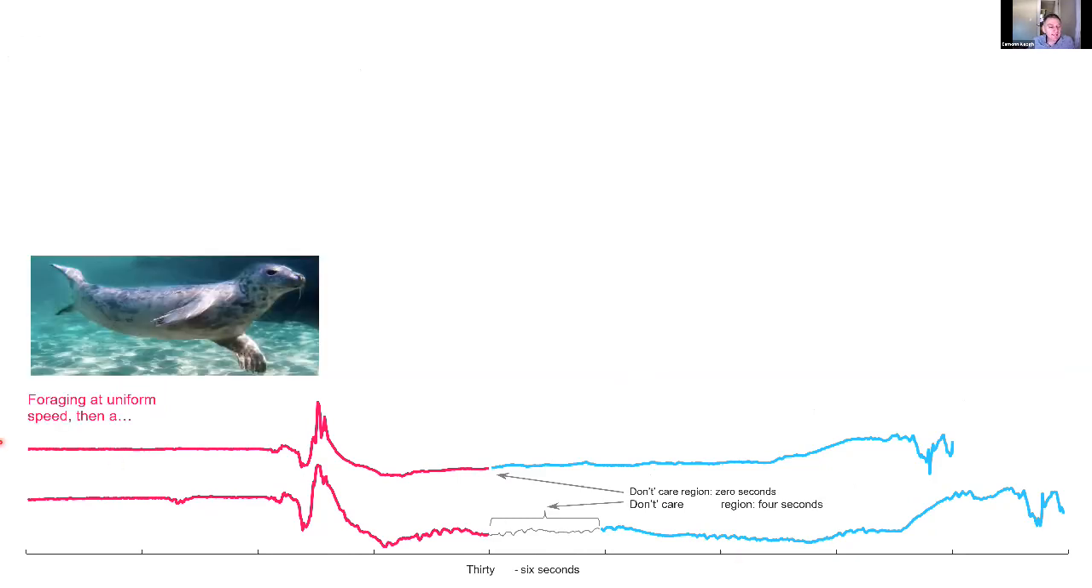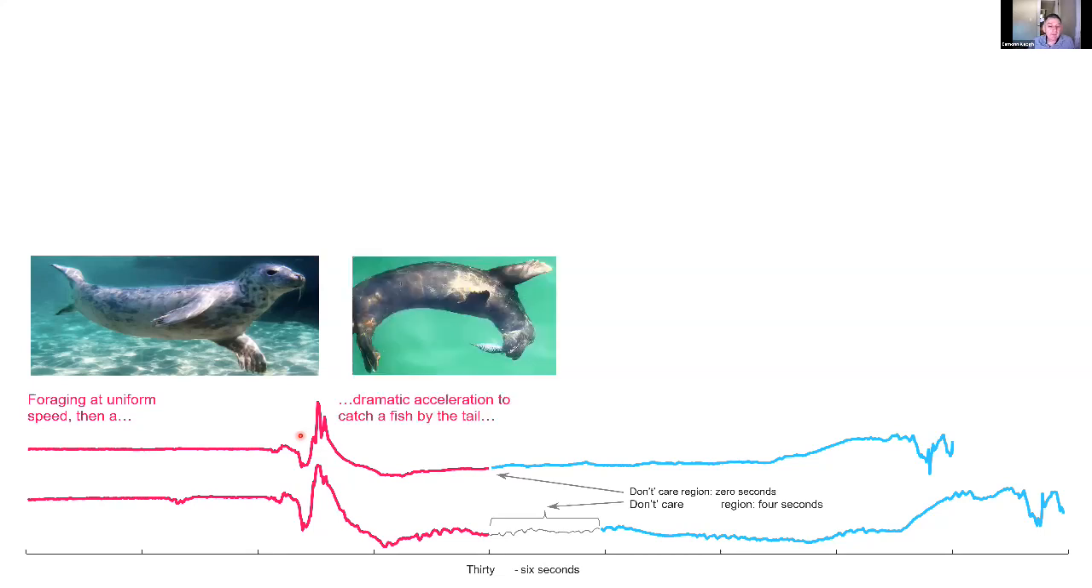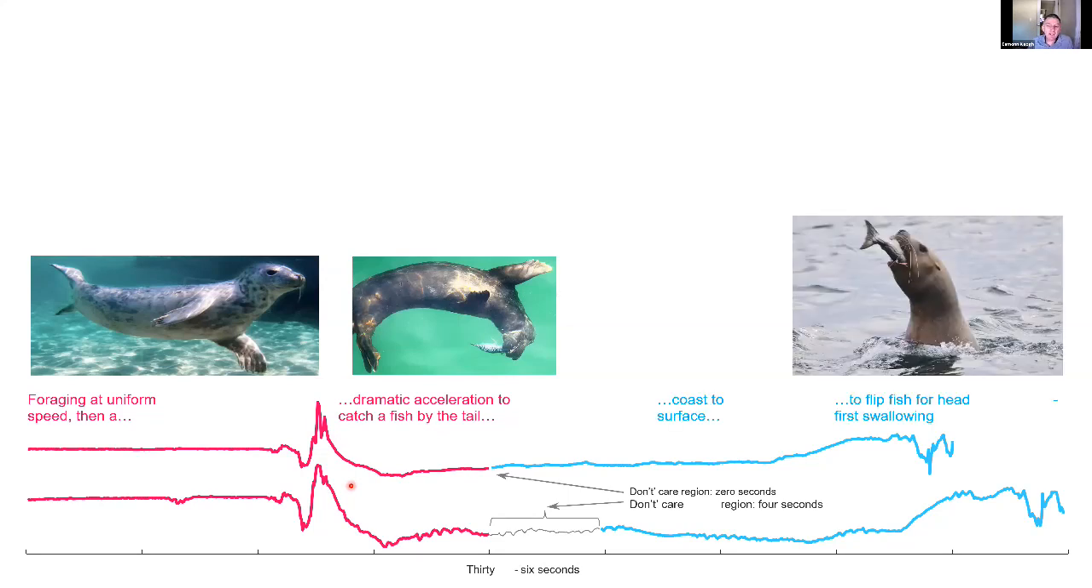So the flat section here is the seal basically foraging at a uniform speed. But at some point, he sees a tasty meal, a fish, and he has a burst of acceleration, as we have seen right here. He actually manages to catch the fish, but by definition, he's going to catch the fish tail first. It's very hard to swallow a fish tail first. So the seal is going to rise to the surface and juggle or flip the fish up in the air, catch it again by its head, and eat it. And this is this behavioral motif we discovered here.